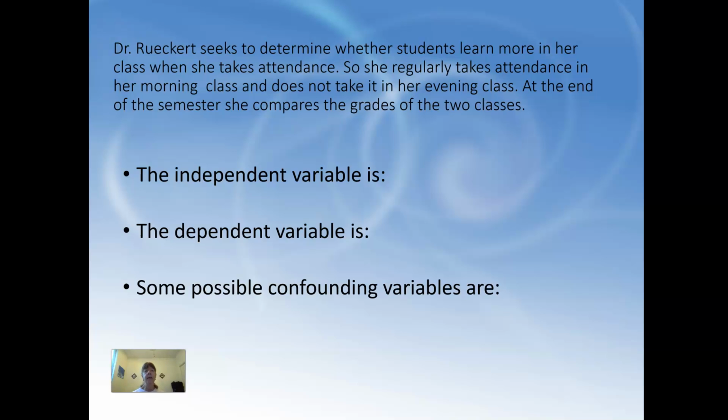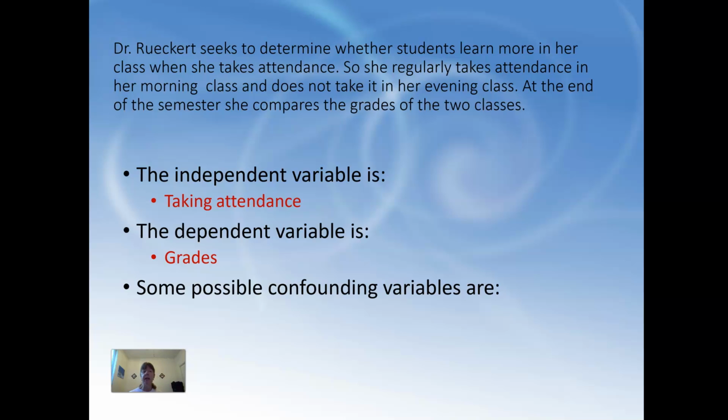Okay, in this case, Dr. Rickert is trying to look at the effect of taking attendance on grades. So the independent variable is taking attendance, and the dependent variable is grades. She wonders whether students in the class where she takes attendance might get better grades than those in the other class. So the independent variable is taking attendance, the dependent is grades.